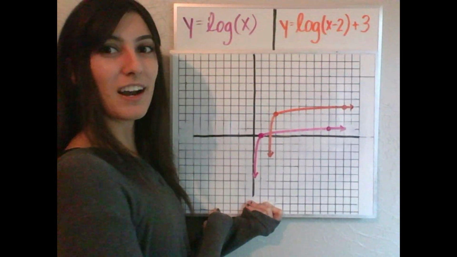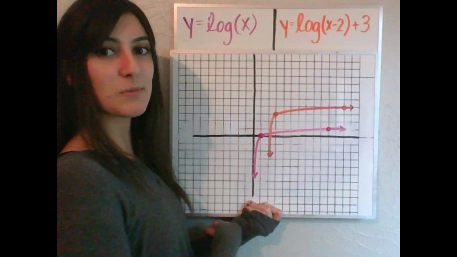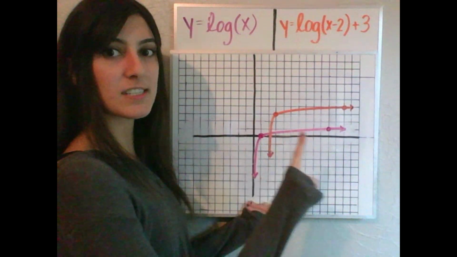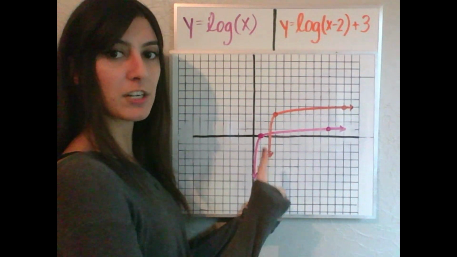All right, here we've got our functions as well as our graphs. My parent function is in pink here, and my transformed function is in orange.